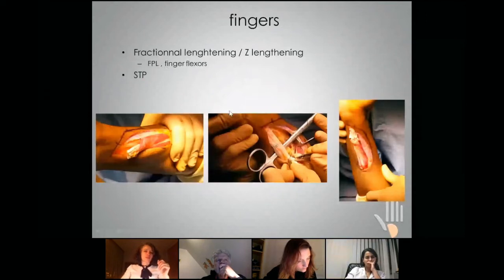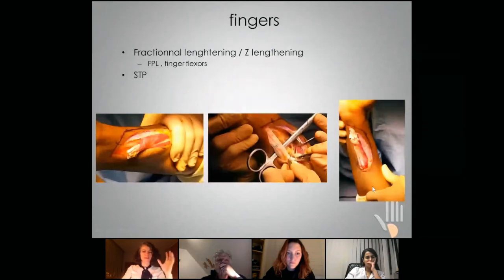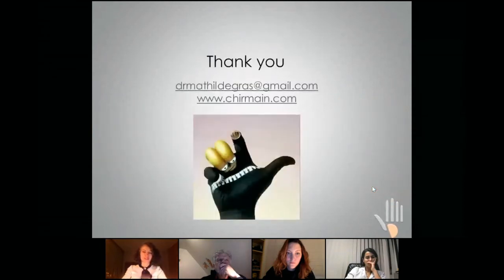If we have non-functional hands, and if we do a correction of the position, for example, with a wrist arthrodesis, we will more go to STP, transfer of the superficialis to the profundus, as Nadine already described, in order to have an easy opening of the hand, but with less function of the fingers.